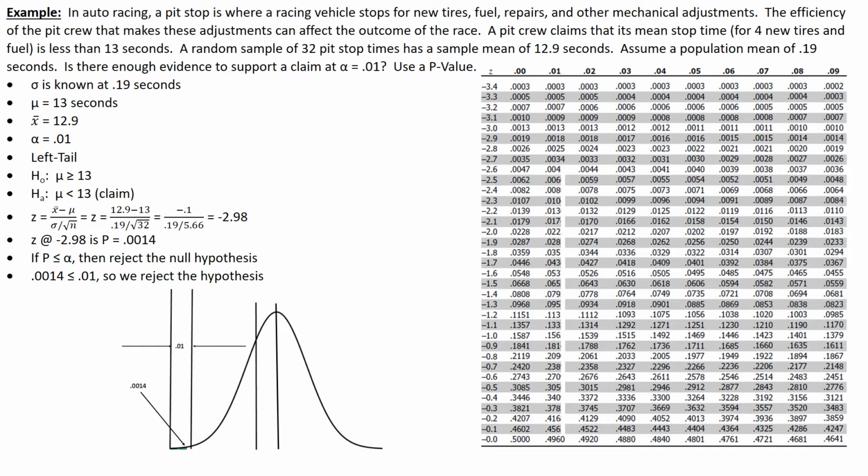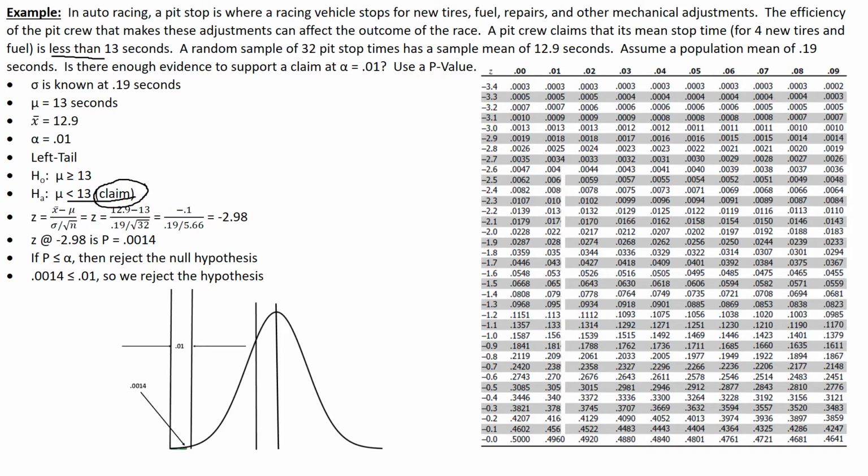NASCAR racing. In auto racing, a pit stop is where a racing crew stops for new tires, fuel, repairs, and other mechanical adjustments. The efficiency of the pit crew making these adjustments can affect the outcome of the race. A pit crew claims it has a mean time for changing 4 new tires and adding fuel of less than 13 seconds. So before I go any farther, I'm going to do my null and alternate hypothesis. They are claiming it's less than 13 seconds, and that's an inequality statement. They're trying to make the claim, so the alternate hypothesis is mu is less than 13. That's where the claim is going to be.